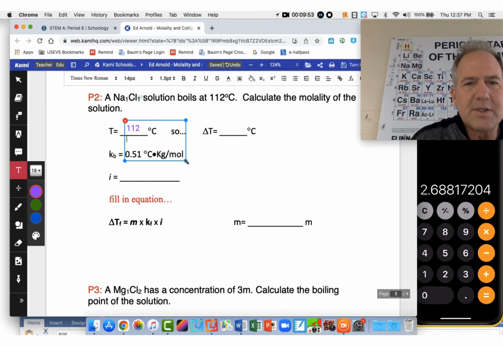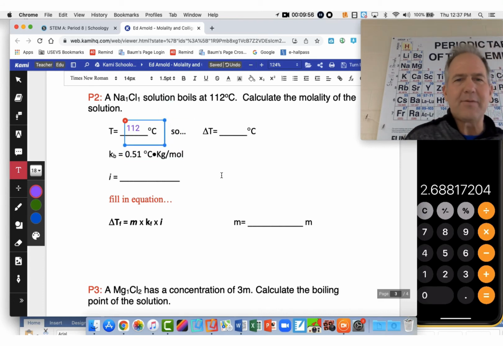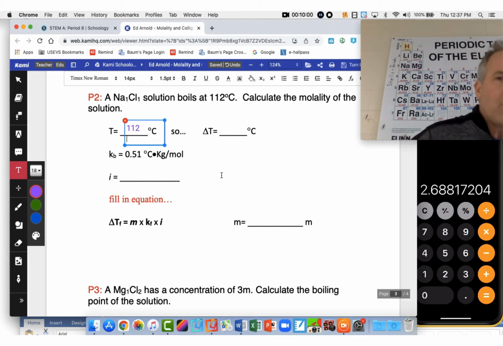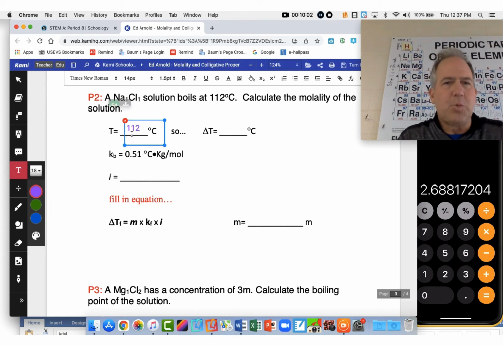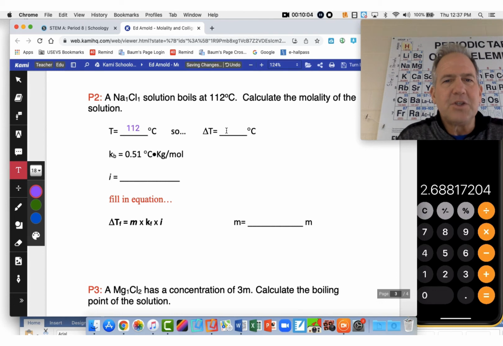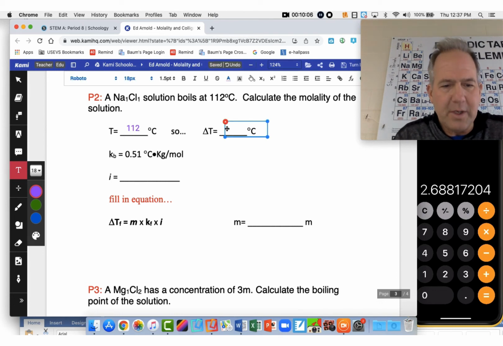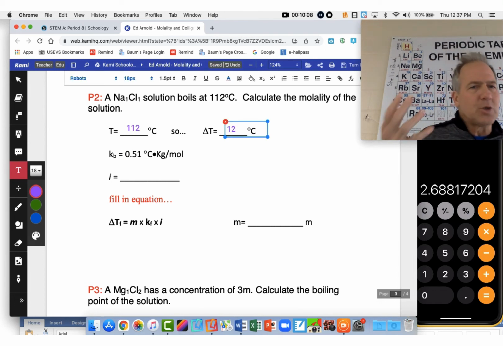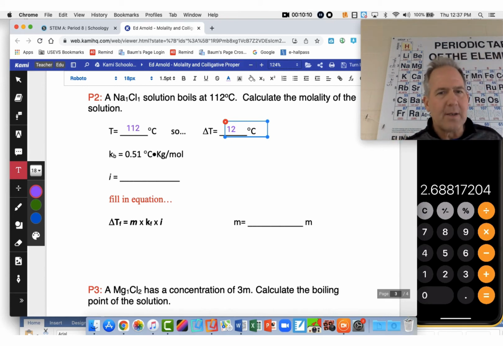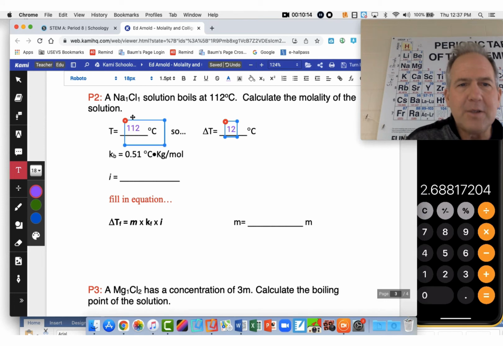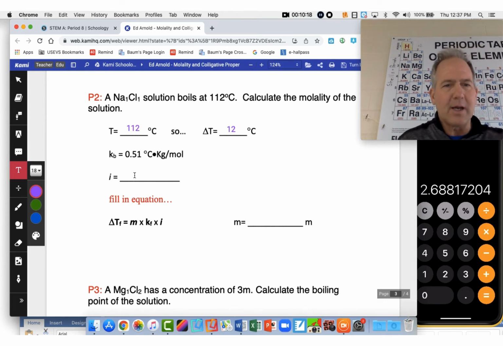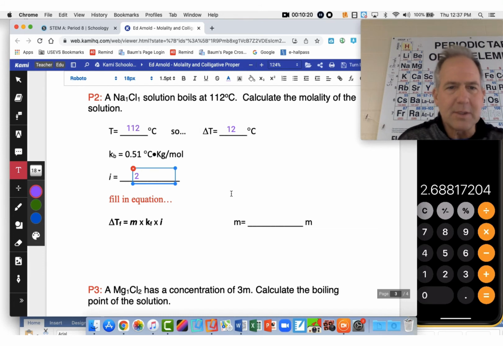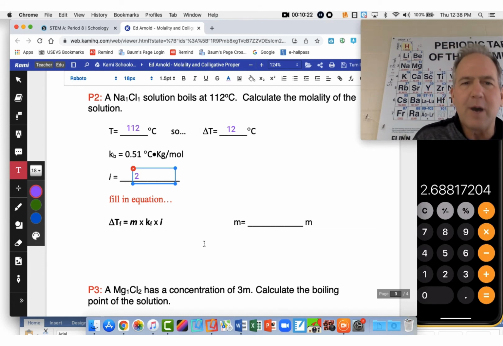Now, what's the change in temperature? Well, you have to realize that water usually boils at 100. So if water boils at 100, that's 12 degrees difference. So the change in temperature was 12 degrees. Does that make sense? It's 12 more than it should have been if it was pure water. Okay, how many i's do we have? It's NaCl, 1 and 1. Our i's, our ions are 2. It splits apart, dissociation, boom, 2 ions.